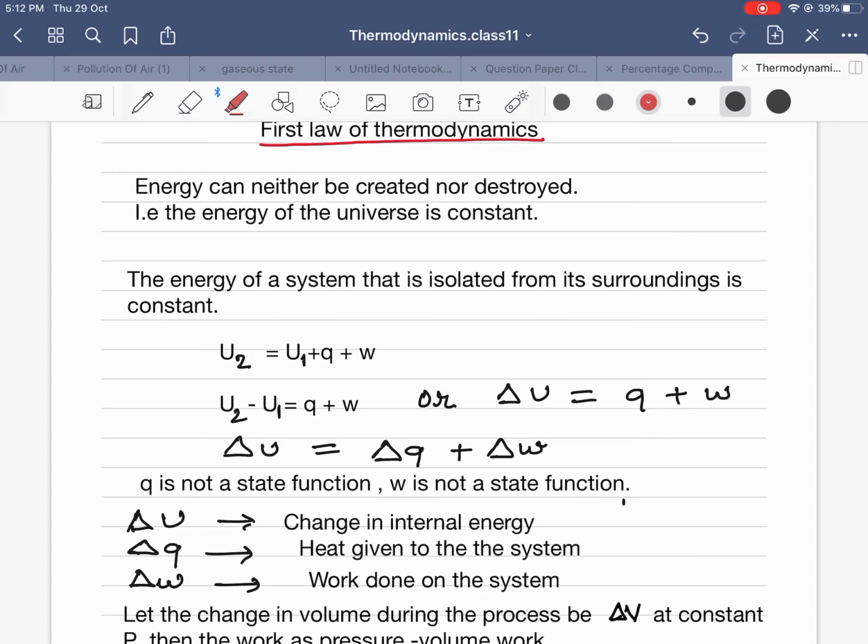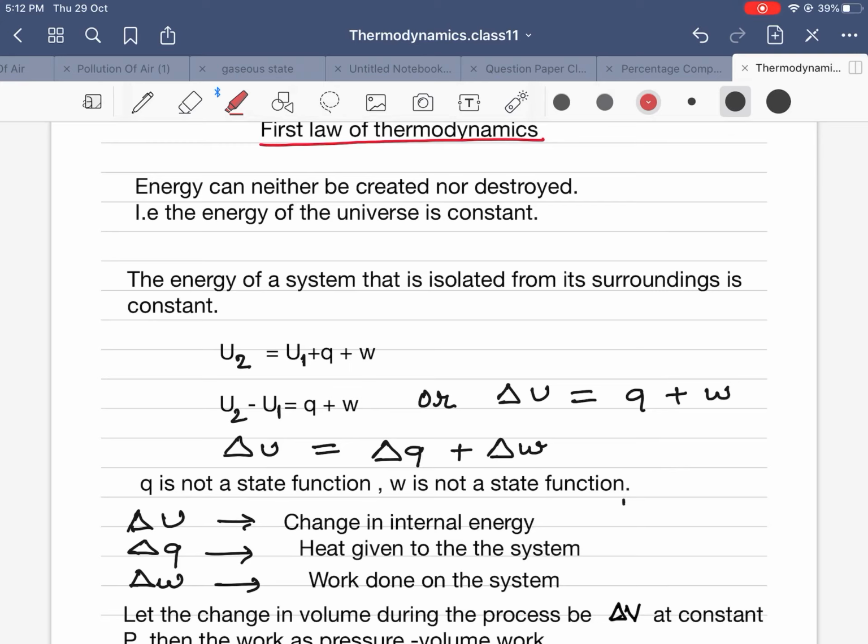And second example is, in the operation of an electric fan, the electrical energy which is consumed is converted into mechanical work which moves the blade. According to first law of thermodynamics, energy can neither be created nor destroyed. That means the energy of the universe is constant.